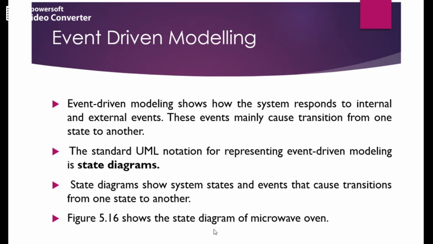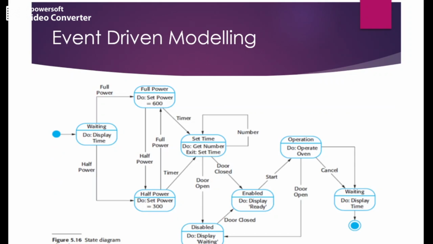We will see a simple example, that is the state diagram of a microwave oven. This is the state diagram. Look at how state diagrams are represented. This notation is very important, whatever notations you are using. You can see here the filled circle indicates the initial state, and a filled circle inside another circle indicates the final state.